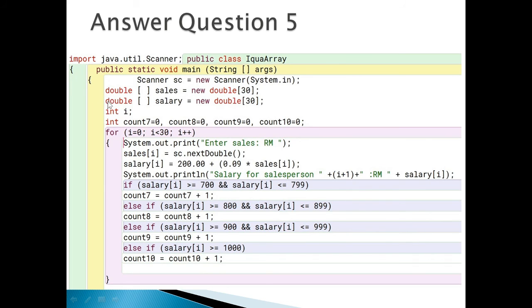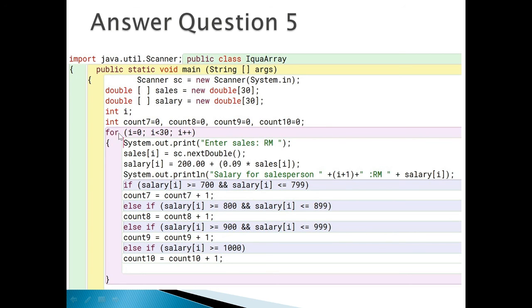Step number 1, declare your array. To declare an array, you need to know the data type, the square brackets, the array name and the size. When you know the data type, array name and size, you declare it. So we declare 2 arrays, the first one is sales, the second one is salary. Then initialize i for your loop, and define all the accumulators equal to 0. We need to use the accumulators later on to get the frequency, so you need to assign them equal to 0.